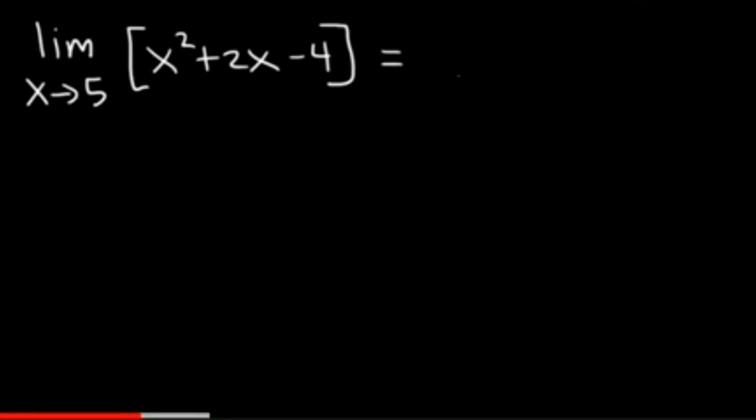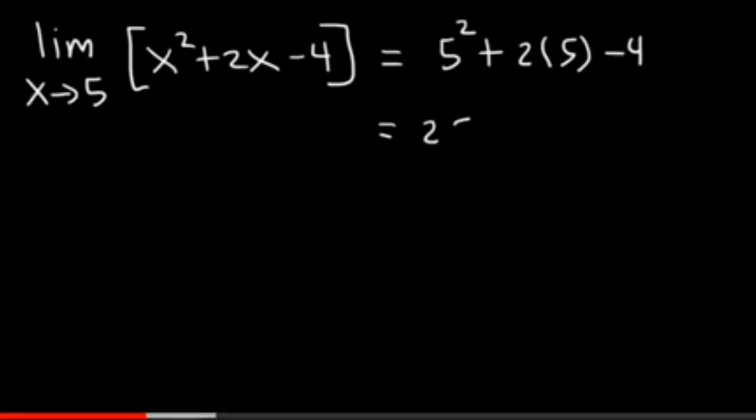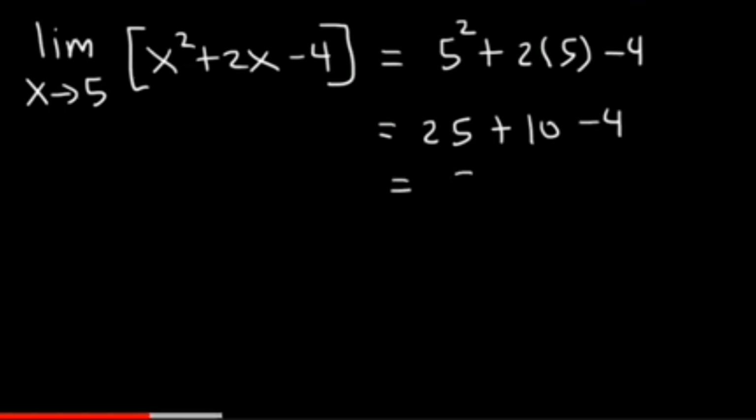All you got to do is plug in 5. So it's going to be 5 squared plus 2 times 5 minus 4. So that's 25 plus 10 minus 4. And 25 plus 10 is 35. So the limit is going to be 31. And so that's it for that example.